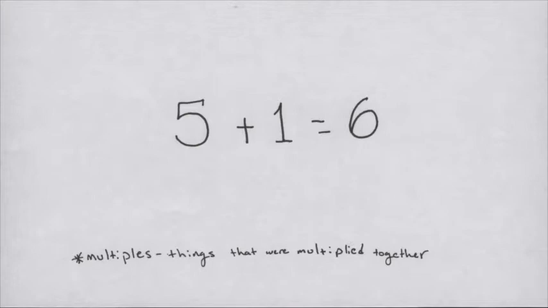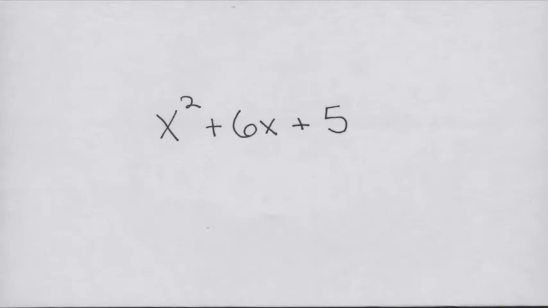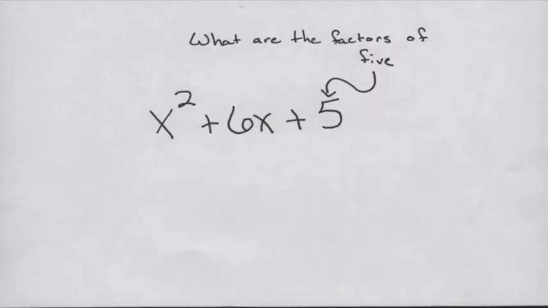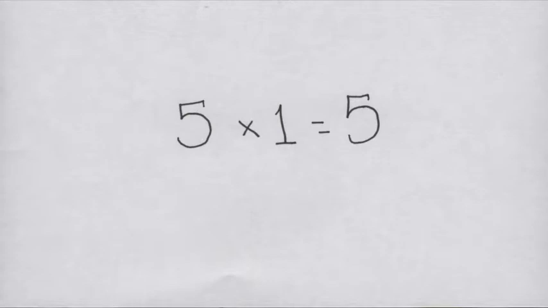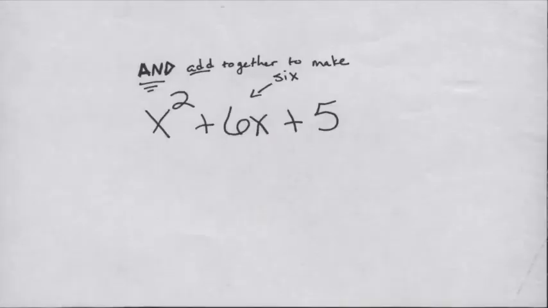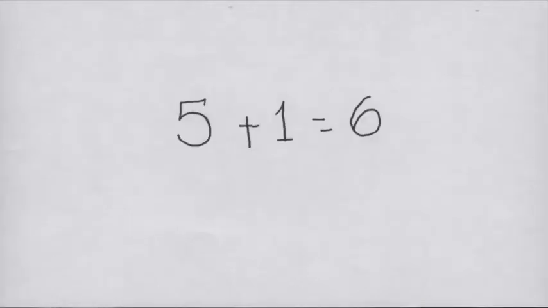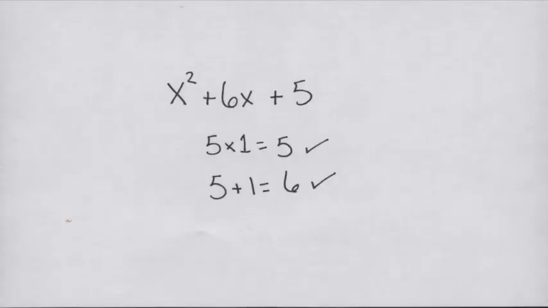One more time, just so you guys all get it. Not feel rushed or anything. What are the factors that make 5? Okay, 1 times 5. And which of those factors add together to make 6? The middle term. 5 and 1. Okay, so there we have our little equation. Those two things check out.